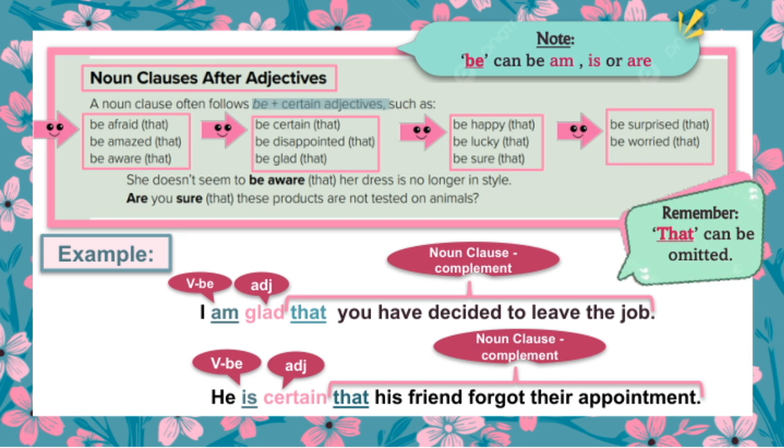Similarly, with I am glad that you have decided to leave the job, the clause that you have decided to leave the job explains what makes me glad. The key point here is that noun clauses often begin with that and serve to complete the meaning of the adjective or verb. It's important to note that in some cases, especially in spoken or informal English, we can omit that without changing the meaning. Understanding how to incorporate these noun clauses correctly helps us make our sentences clearer and more precise.